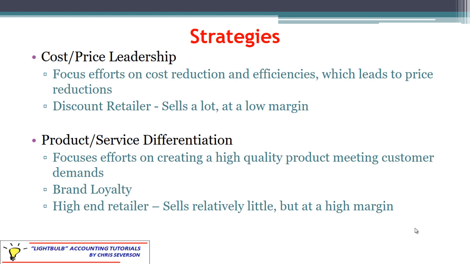So as long as you have one of those sides that's relatively high, your overall profit margin in total is going to be relatively high as well. So now let's take a look at product or service differentiation.